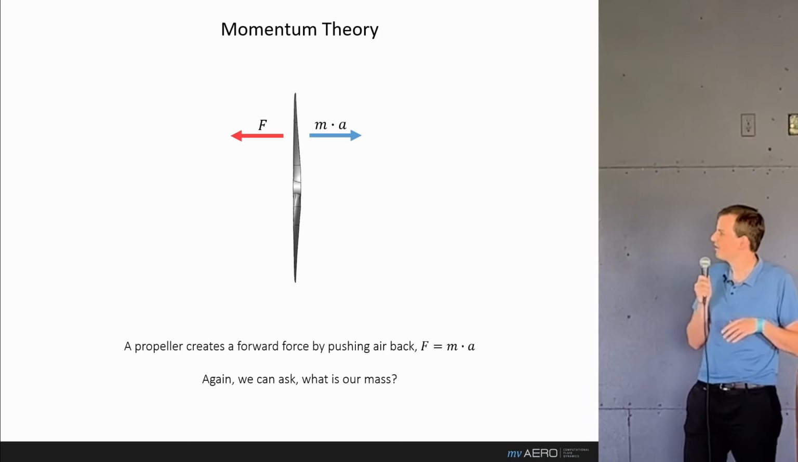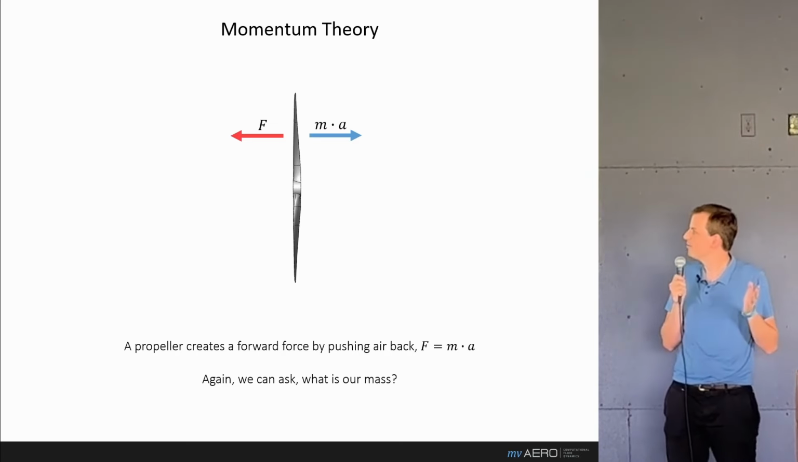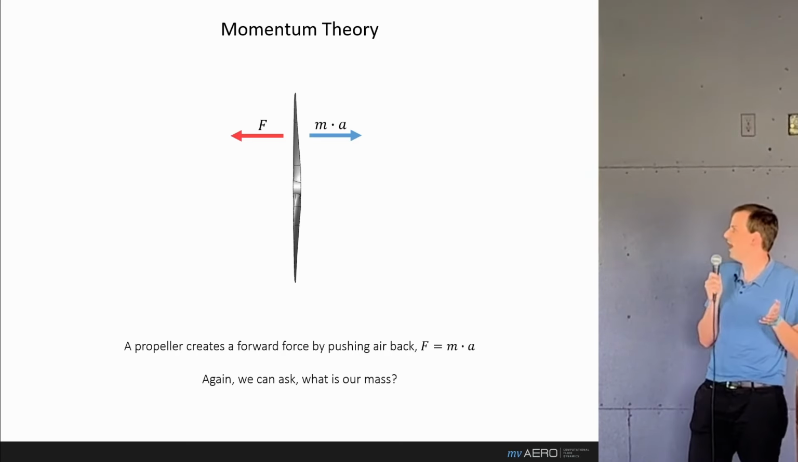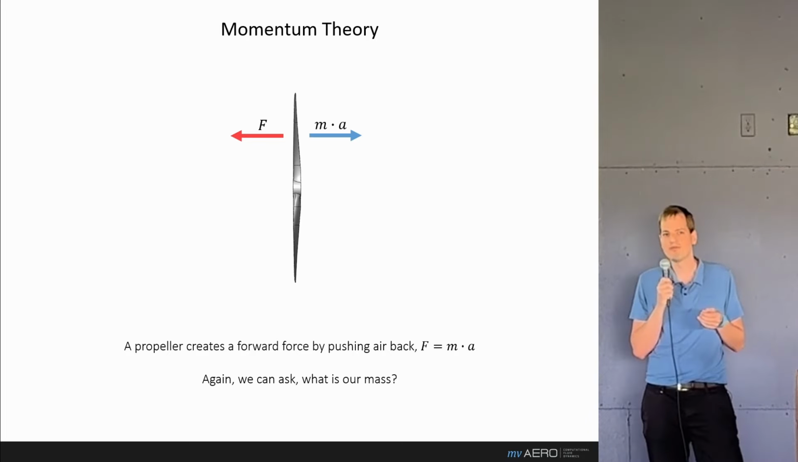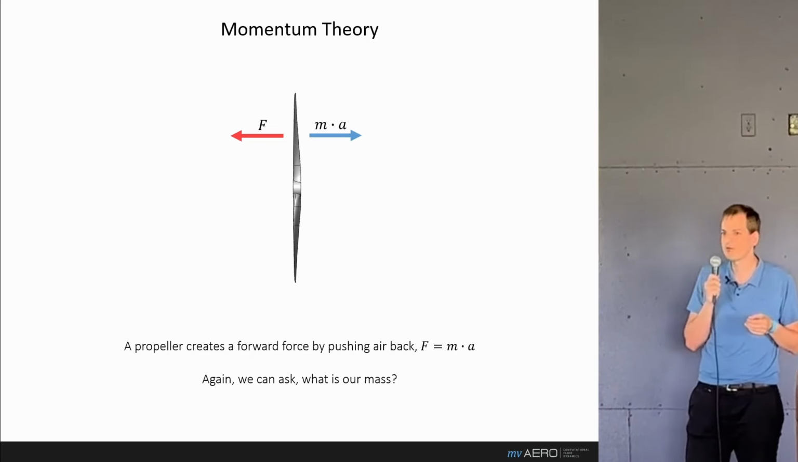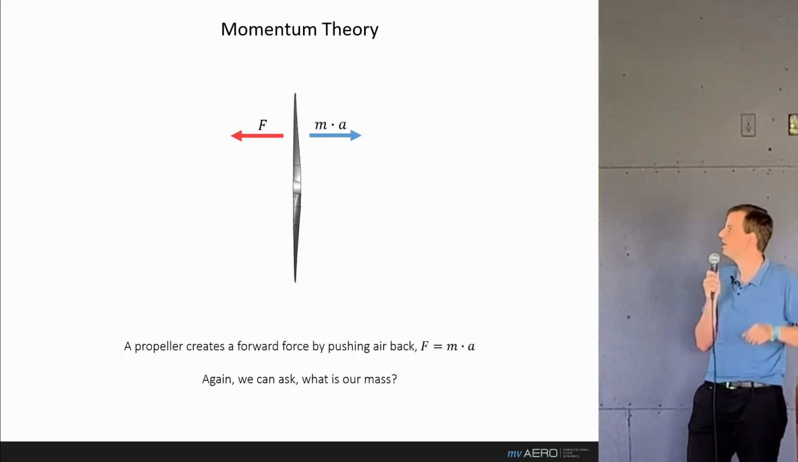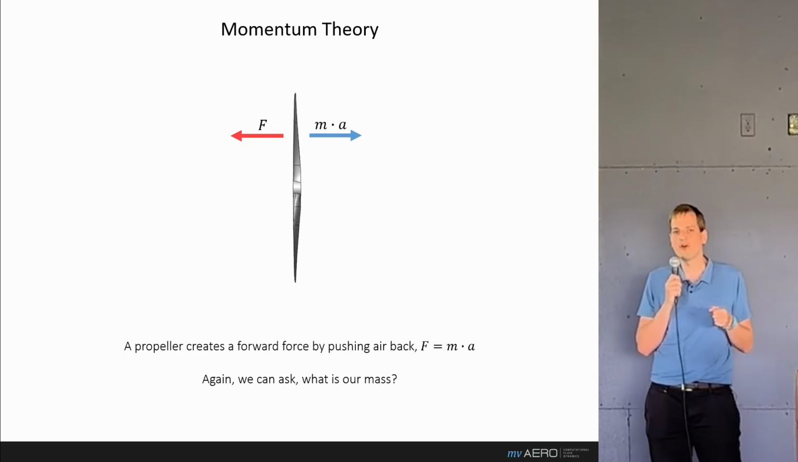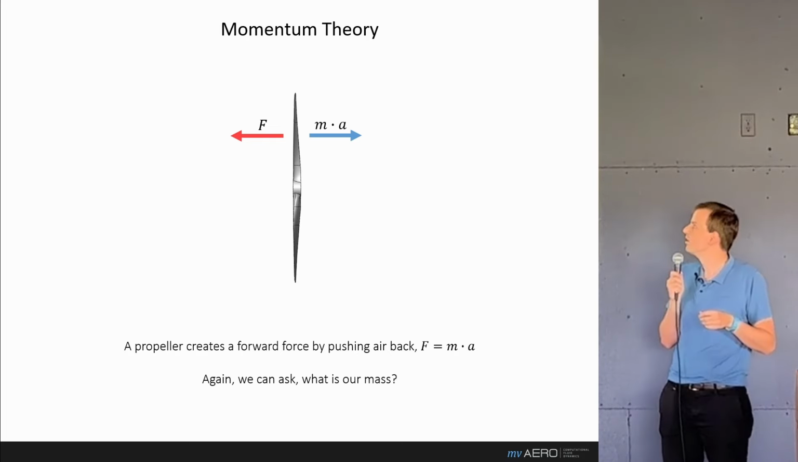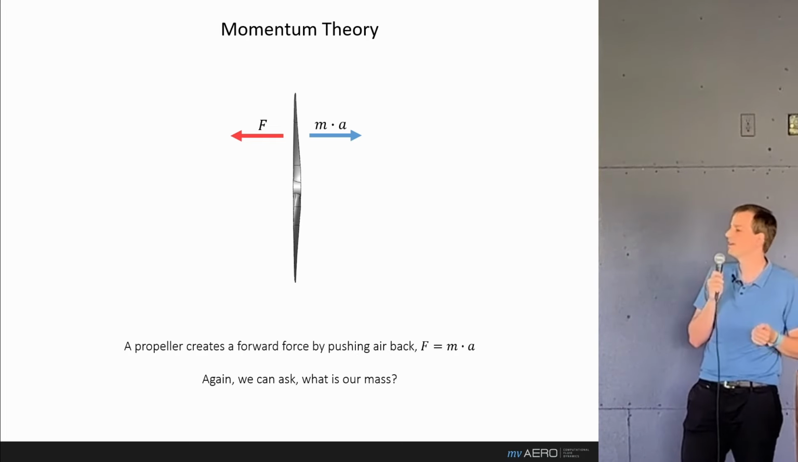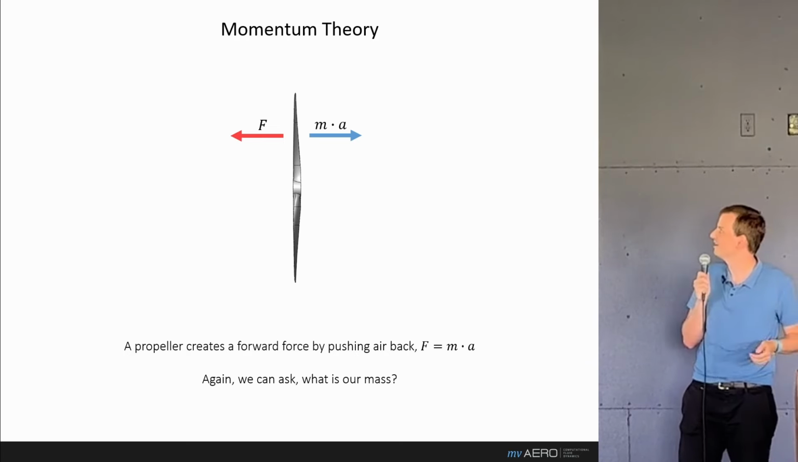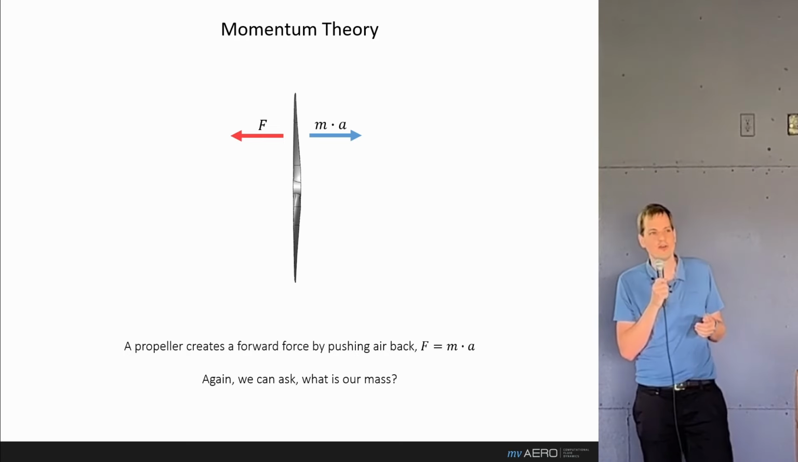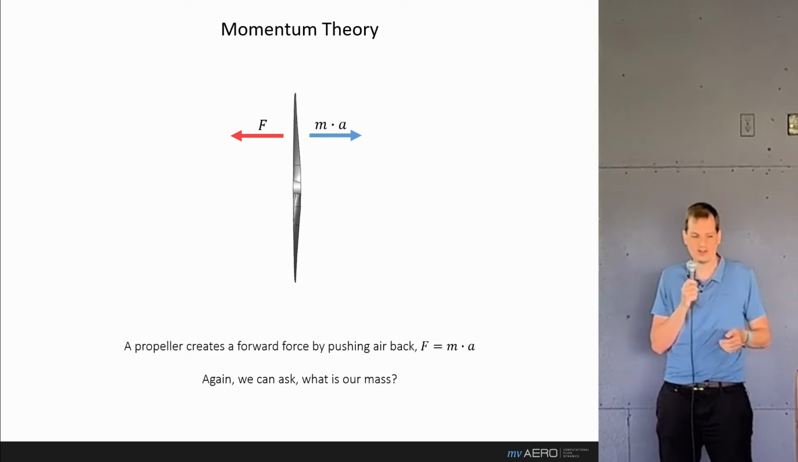When we think about a propeller, we can think about what is it that we actually want from the propeller. Well, we wanted to create thrust. We wanted to create a force forwards. And we know, again, that force is mass times acceleration. So we need to push something back in an equivalent way. And again, we can ask, what's our mass and what's our acceleration?